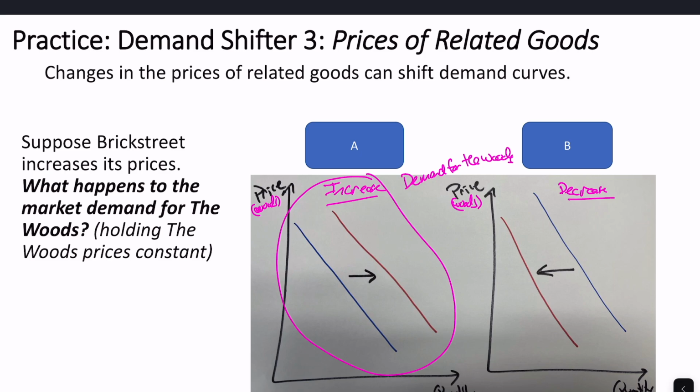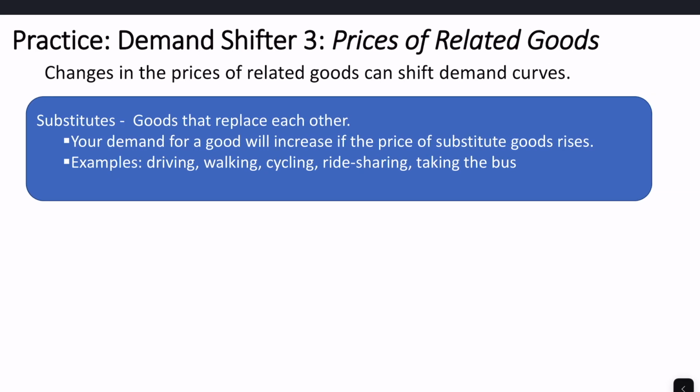Right? And what we call this is a substitute good. And so when the price of Brick Street goes up, people will substitute out of Brick Street and into purchasing more beer at the woods. Right, so here's the definition of a substitute good. It's goods that replace each other. So your demand for a good will increase if the price of a substitute good rises.